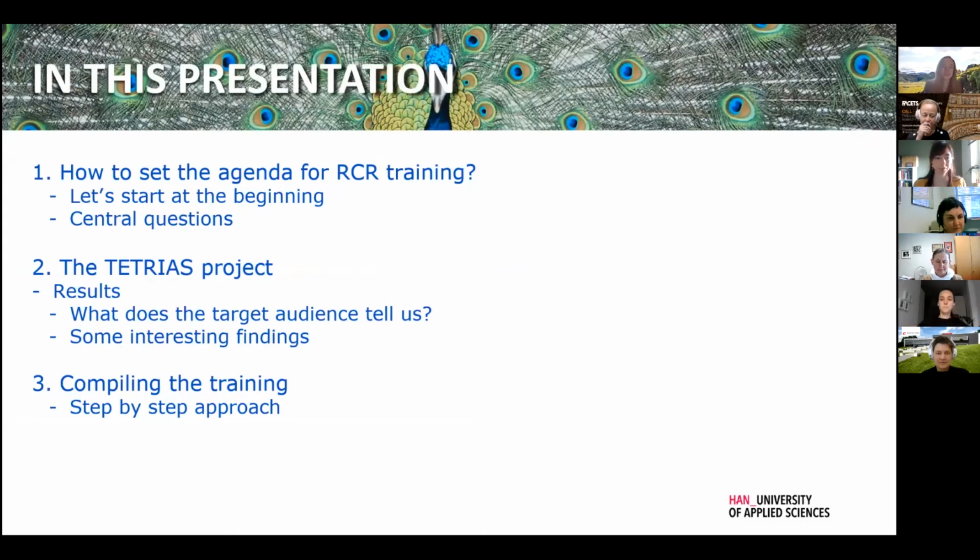I will start with an introduction about what we are actually talking about, and what our approach is in setting the agenda. So starting at the beginning, then Susan will introduce the project and show some preliminary results about what our target audience is actually telling us, and some other interesting findings that we found along the way. And then I will continue with the third part on how we then actually started compiling the training in a step-by-step approach.